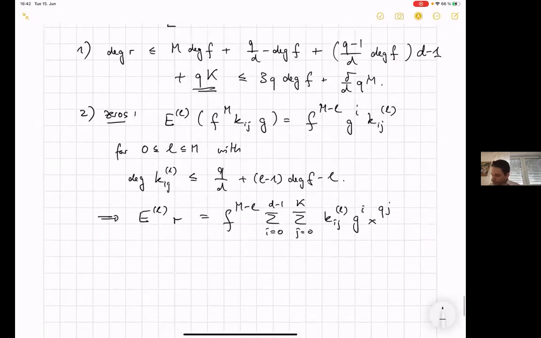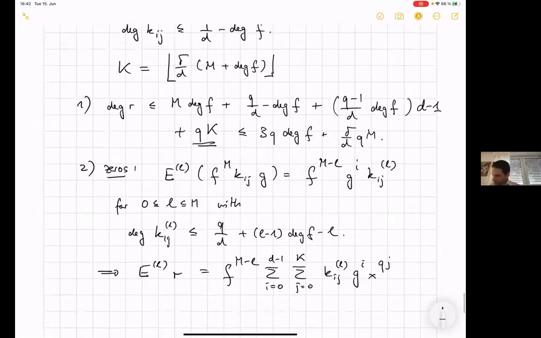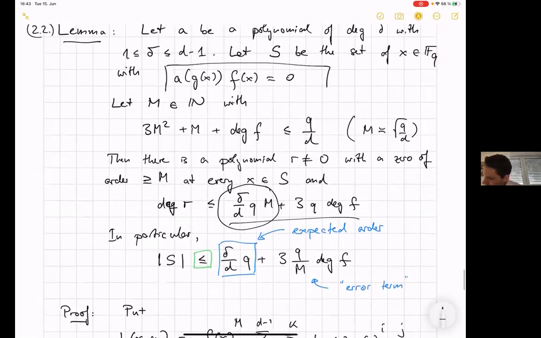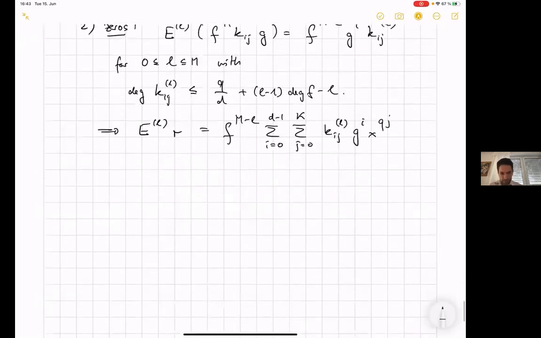Now, we want this to vanish at certain points, namely at all the points where this holds. Certainly, we have already incorporated f of x, so we only need to worry about the first factor. Suppose z in F_q is such that a of z is 0. Z is a zero of my polynomial a.